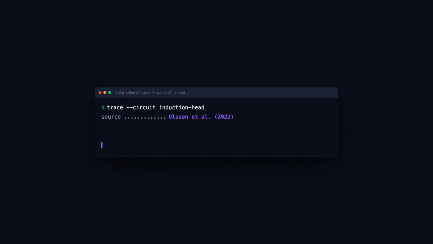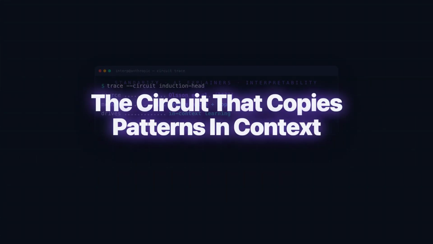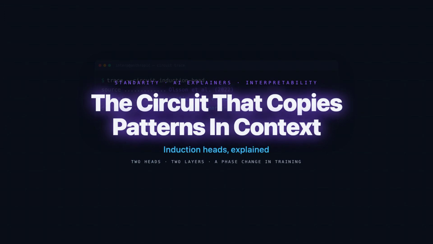Show a language model a brand new pattern, and it picks it up on the spot with no training, just from the examples in front of it. Give it a made-up word paired with a translation once, and it will reuse that pairing moments later. For a long time that ability was a black box. We could measure it, but nobody could say what part of the network was responsible. Then researchers at Anthropic, in a 2022 paper by Olsson and colleagues, pointed to a specific piece of machinery inside the model that does it. They called it the induction head. Here is what it actually is.